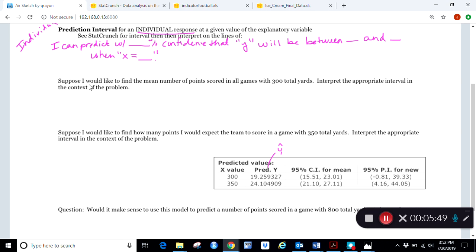So here's our first one. We want to find the mean number of points scored in all games with 300 total yards. A couple key things here for me. This one does actually say the word mean, but more specifically and more importantly, it uses the word all, right? I'm not interested in just an individual. So I'm going to be interested in the confidence interval for this one. So that's with 300 yards. I want the confidence interval. So I'm going to be interested in that first value here.